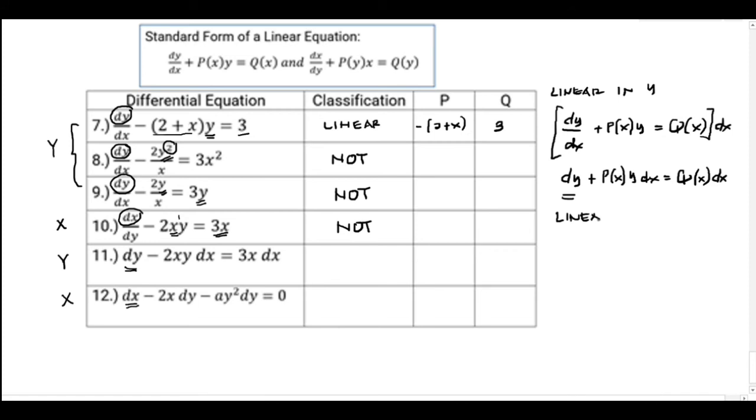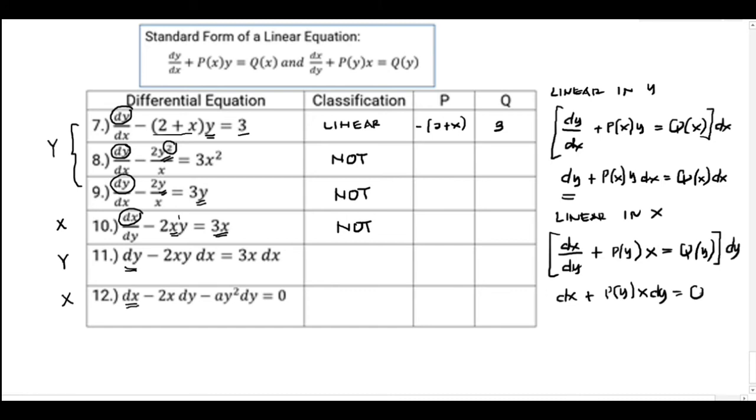The rest are dx term. Then if we have linear equation in variable x, the standard form is dx over dy plus p(y)x is equal to q(y). I'm going to multiply this by the dy. Then this is cancelled, so you have dx plus p(y)x dy is equal to q(y) dy.